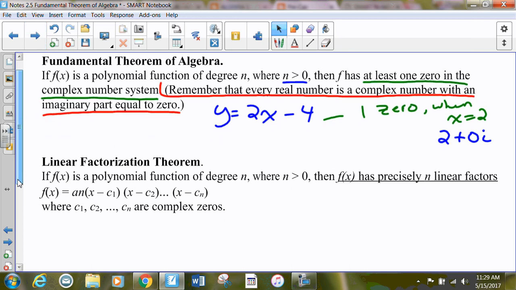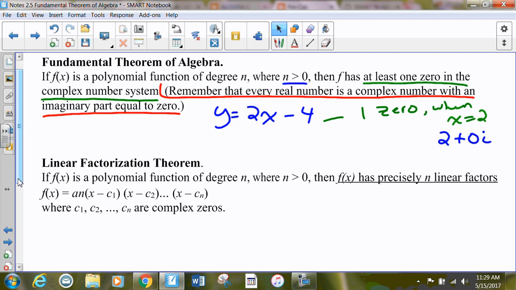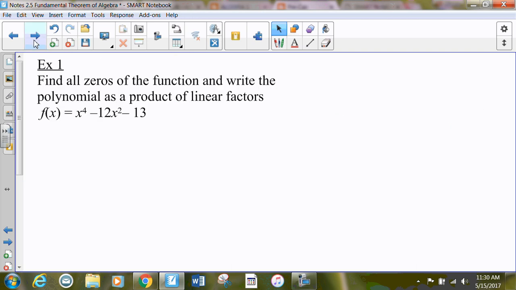All right, do you have to know the fundamental theorem of algebra? It's kind of important, and we're going to use it a lot. And then let's look at the linear factorization theorem, where if we've got a polynomial of degree n, where n is greater than 0, then the function has precisely n linear factors, which makes sense, right? If we have exactly n zeros, then we would have exactly n linear factors. This may be something you want to come back to after we're done with all of our examples. Then zoom back to this part of the video tutorial and listen to these words again. I think it'll make a lot more sense. So let's do our examples.